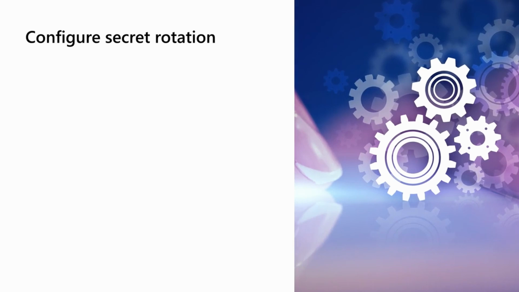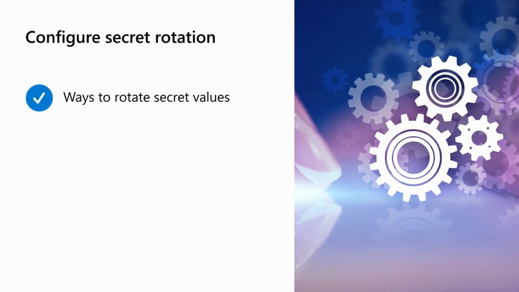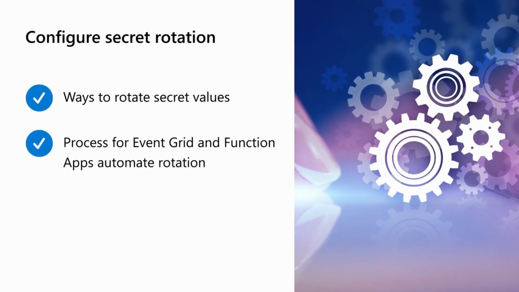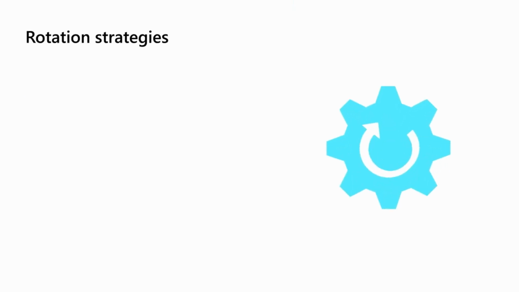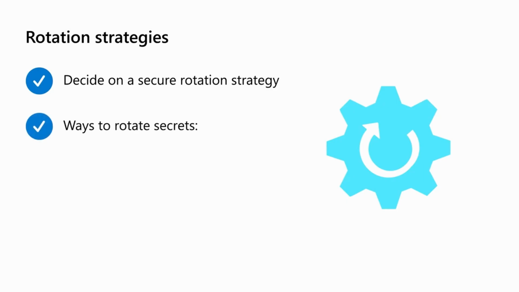In this video, you'll learn how to rotate secret values. You'll also learn how Event Grid and Function apps automate rotation. When you have secrets stored in the Key Vault, deciding on a secure rotation strategy is essential. There are several ways to rotate secret values.